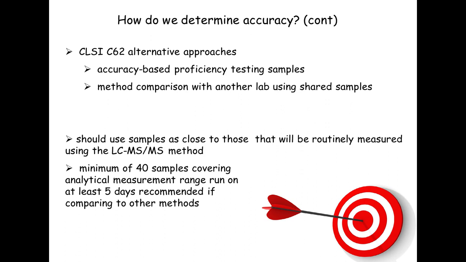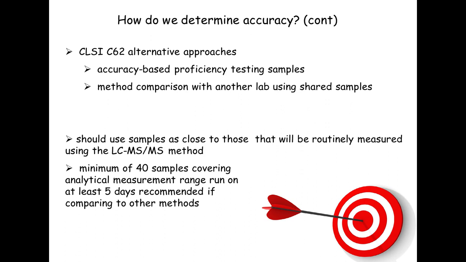Other approaches are to use accuracy-based proficiency testing samples to check the accuracy of your method. Again, however, they're not always available for every analyte. And finally, an approach is to use a method comparison with another lab using shared samples. And this is pretty much normally what we would do in our laboratory. And so one thing to note is that you should use samples as close to those that will be routinely measured using your mass spec method.